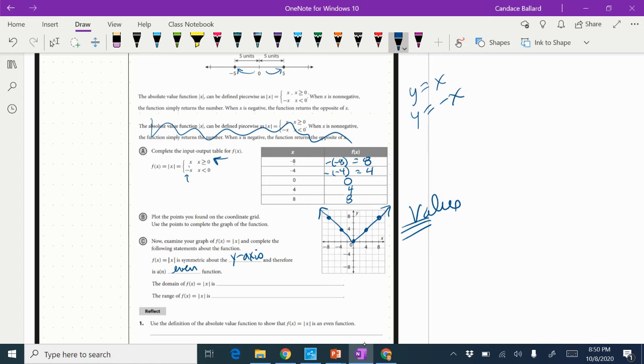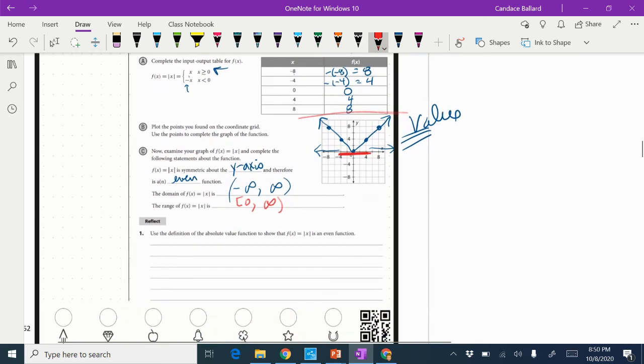The domain of f of x equals the absolute value of x. Okay, so domain is the x values. As I march this way, it looks like I'm going all the way to -infinity. And then as I march this way, it looks like I'm going all the way to +infinity. So we're going to put parentheses. And then range starts at the lowest y value, which looks like a 0, but I'm going to use brackets because it's equal to. And then the highest, because of those arrows, is going to be +infinity, and it's going to be open.